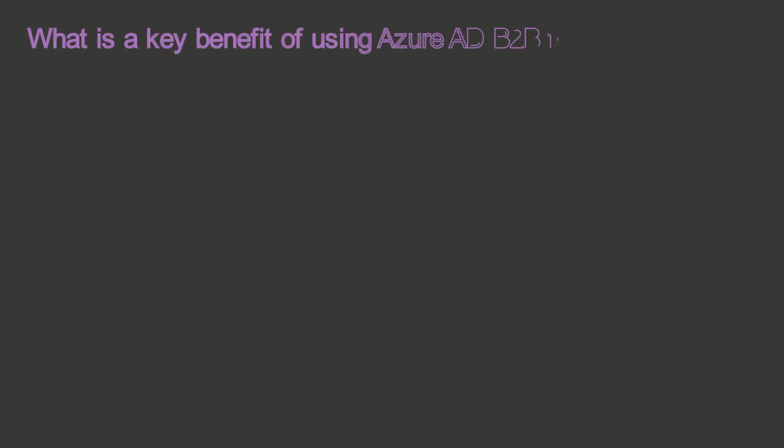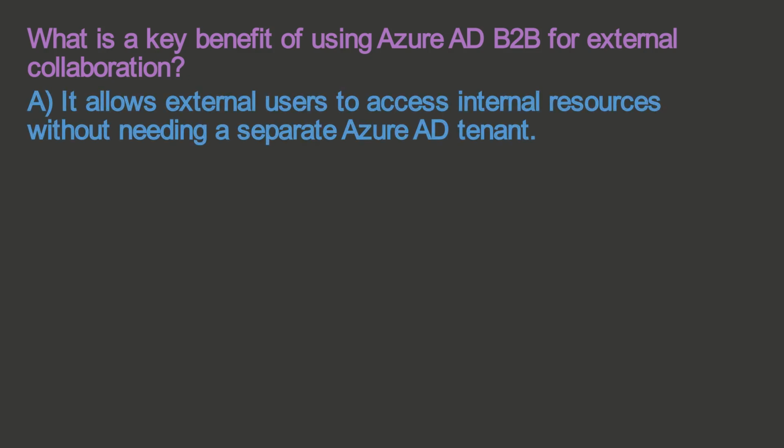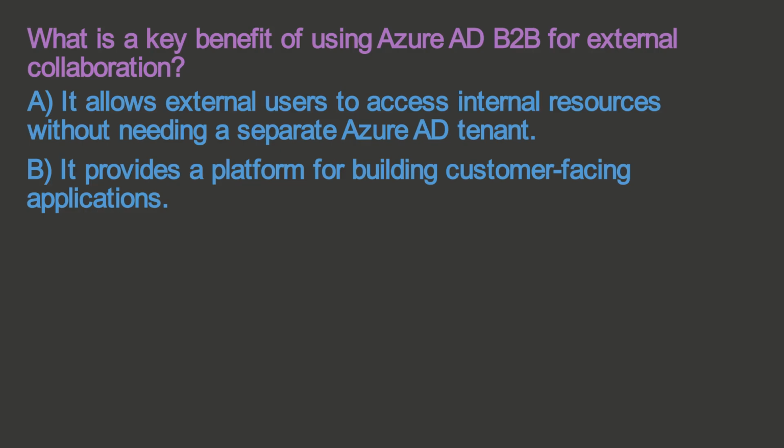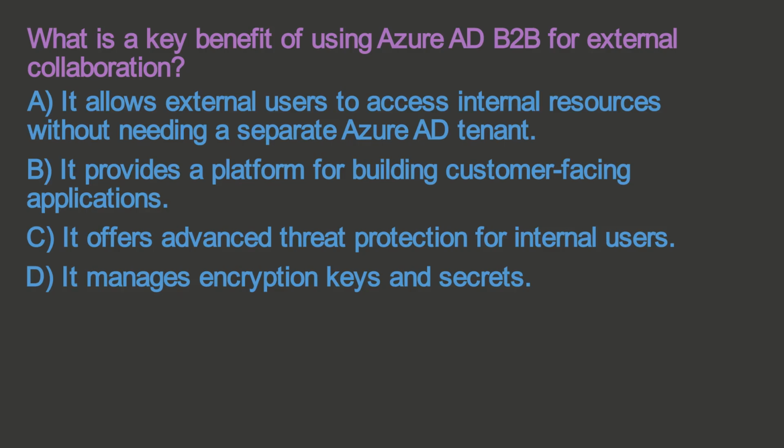What is a key benefit of using Azure AD B2B for external collaboration? A. It allows external users to access internal resources without needing a separate Azure AD tenant. B. It provides a platform for building customer-facing applications. C. It offers advanced threat protection for internal users. D. It manages encryption keys and secrets.